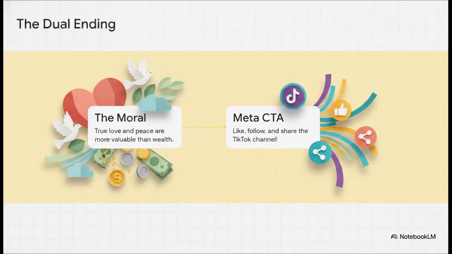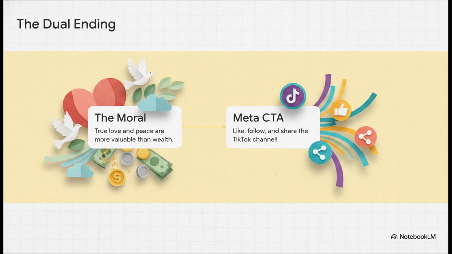As we wrap up this script, we really have to look at the final piece of the puzzle here. Scene by scene, we've watched a tragedy turn into a romance. But the AI scriptwriter doesn't just leave us with a warm, fuzzy feeling. It explicitly spells out the takeaway, serving a dual purpose that perfectly encapsulates modern digital media. The script ends with this brilliant two-step maneuver. Step 1 is your timeless narrative moral. True love and peace are far more valuable than wealth.